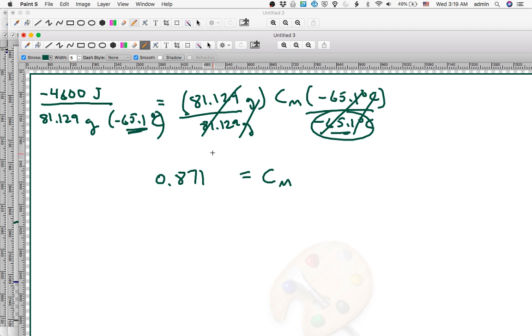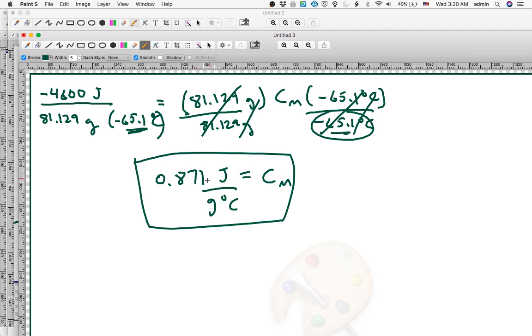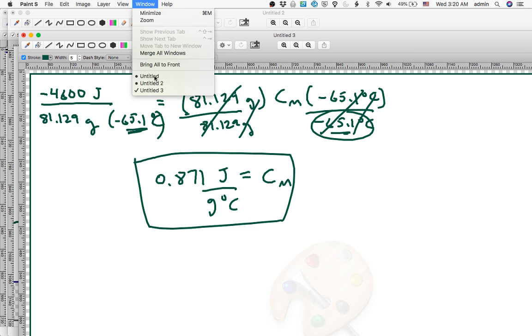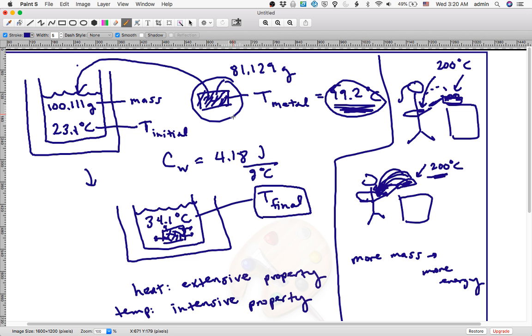Now what are the units? Joules over grams over degrees Celsius. That's the answer. This is the specific heat capacity of the metal. What metal? That metal. It is 0.871. Now let's go see what kind of metal that was then.